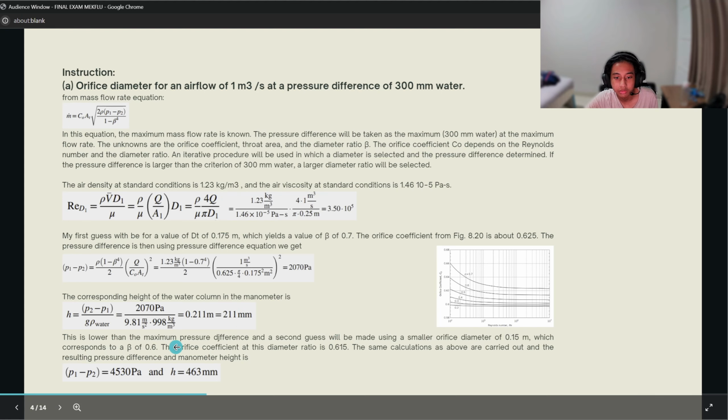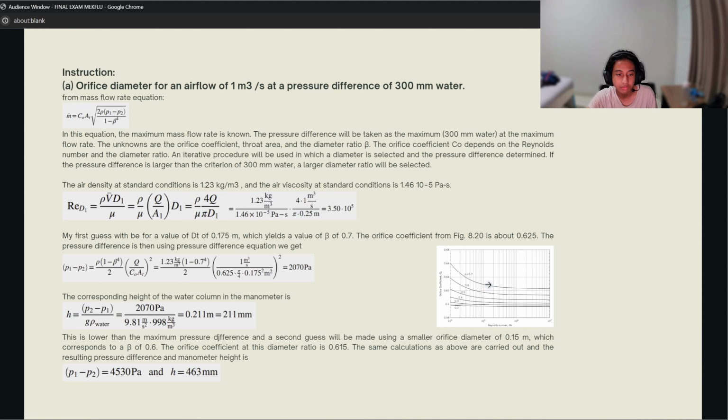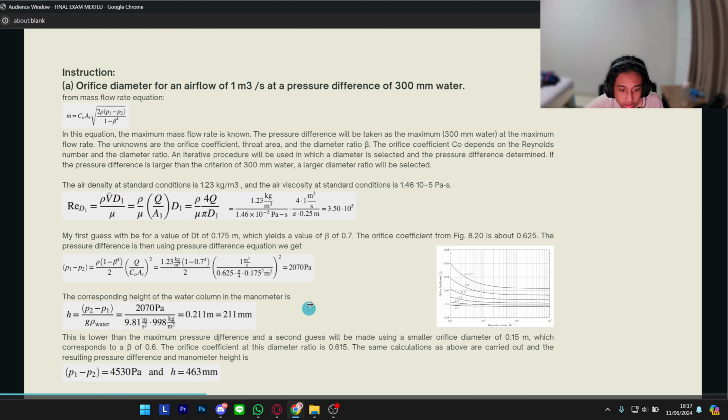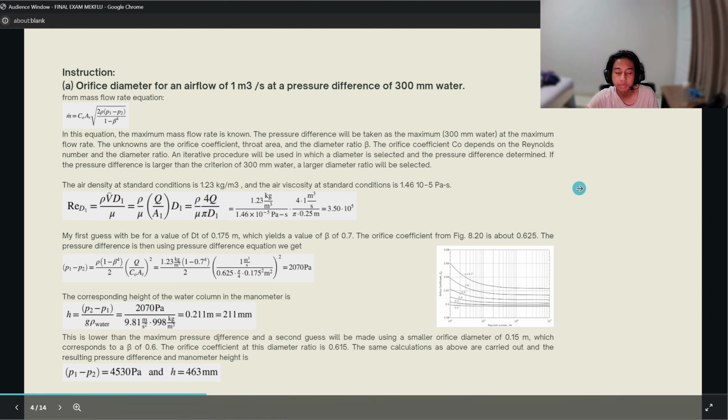This is lower than the maximum pressure difference, so a second guess will be made using a smaller orifice diameter of 0.15, which corresponds to a beta of 0.6 and an orifice coefficient for a diameter ratio of 0.65. The same calculations as above are carried out, and the resulting manometer height is 463 millimeters, and the pressure difference is 4530 pascal.